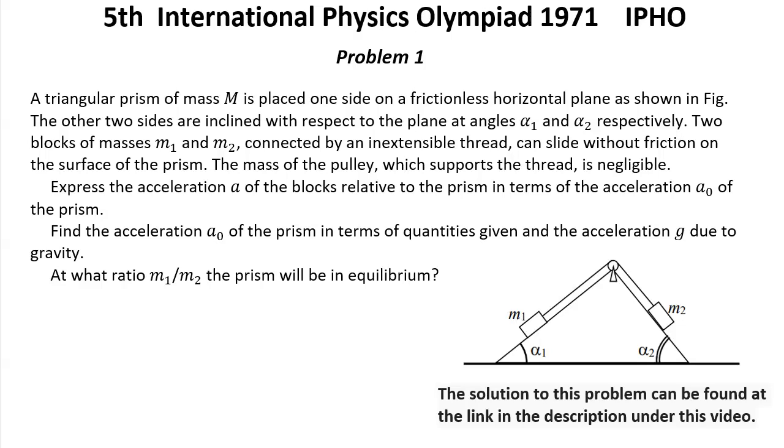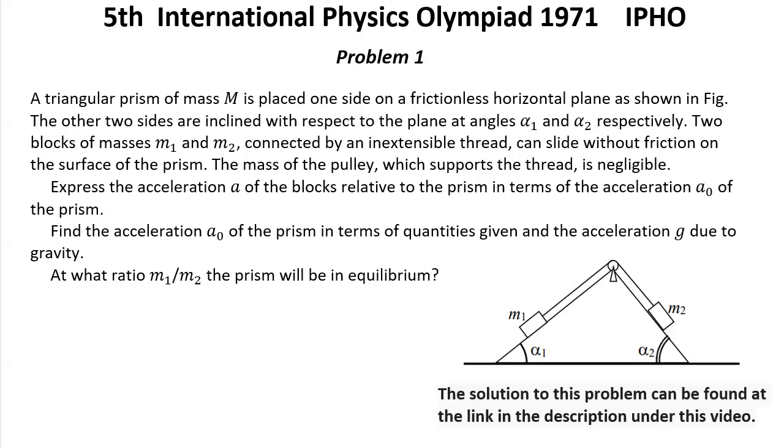as shown in the figure. The other two sides are inclined with respect to the plane at angles alpha 1 and alpha 2 respectively. Two blocks of masses M1 and M2 connected by an inextensible thread can slide without friction on the surface of the prism. The mass of the pulley which supports the thread is negligible.